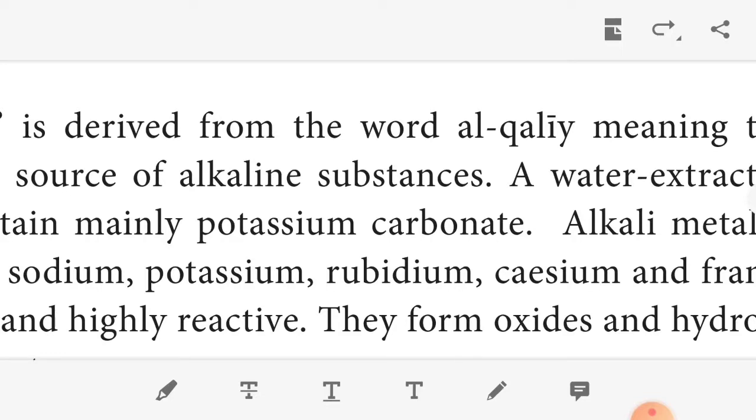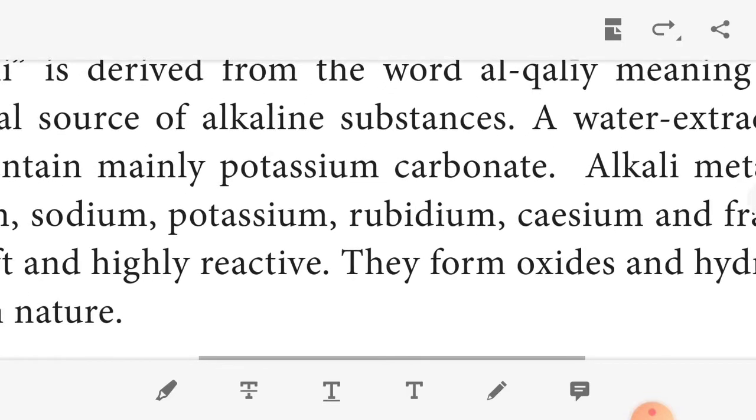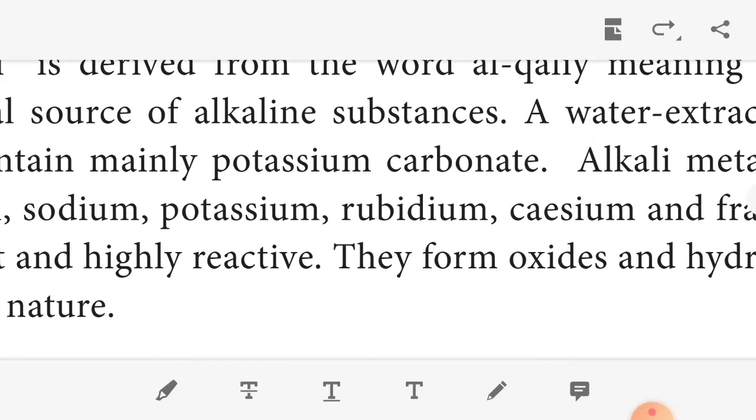So the alkali elements are lithium, sodium, potassium, rubidium, cesium and francium. They are all metals. Generally these metals are very soft and highly reactive. They form oxides and hydroxides. Lithium forms lithium oxide and lithium hydroxide, and sodium forms sodium oxide and sodium hydroxide. These compounds are basic in nature.